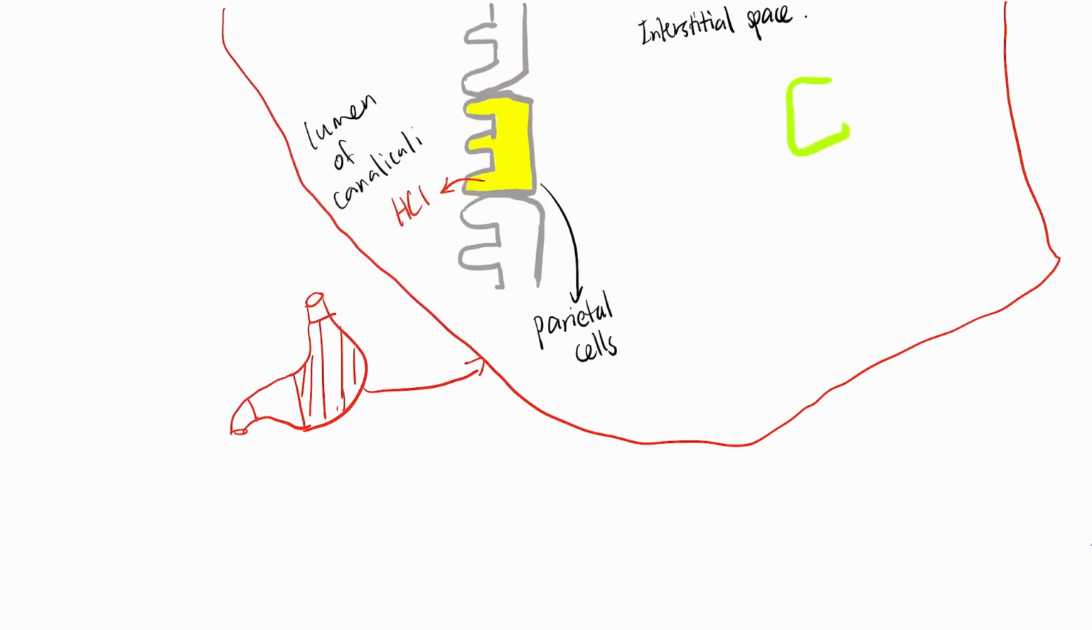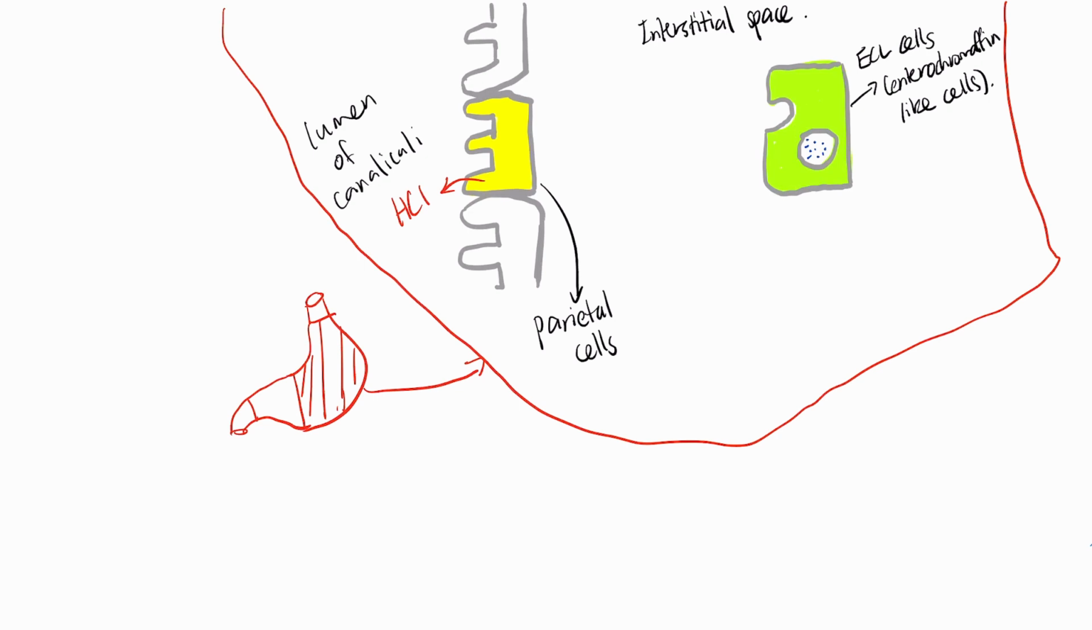Within the oxyntic glands, the parietal cells that secrete hydrochloric acid work closely with the ECL cells, also known as enterochromaffin-like cells. And the function of these ECL cells is to secrete histamine. Histamine then binds to H2 receptors on the parietal cells, stimulating hydrochloric acid secretion.